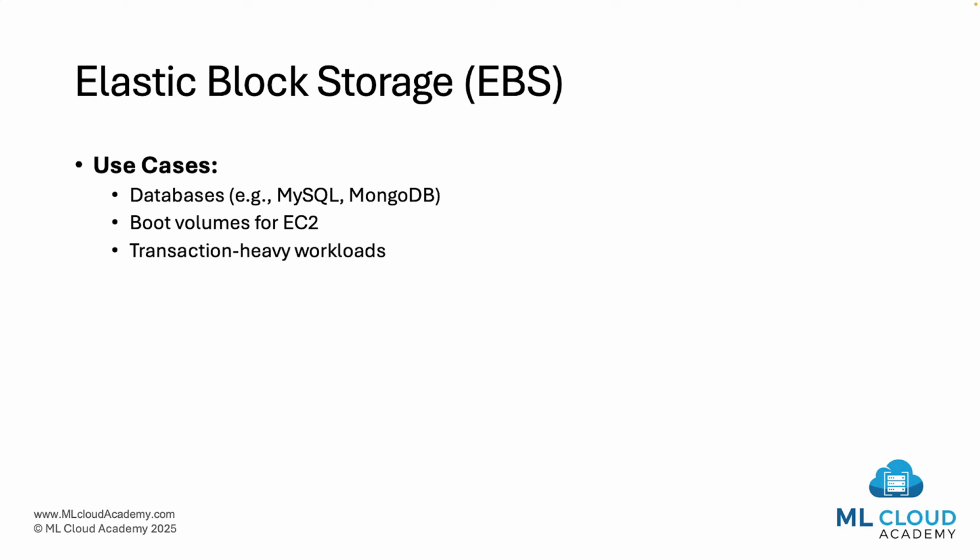So which performance types do we have? We have the general purpose SSD, so GP3 or GP2. It's ideal for everyday workloads, and these SSDs balance price and performance for most applications.